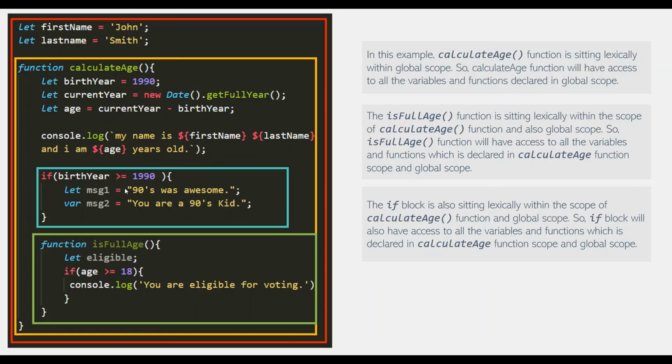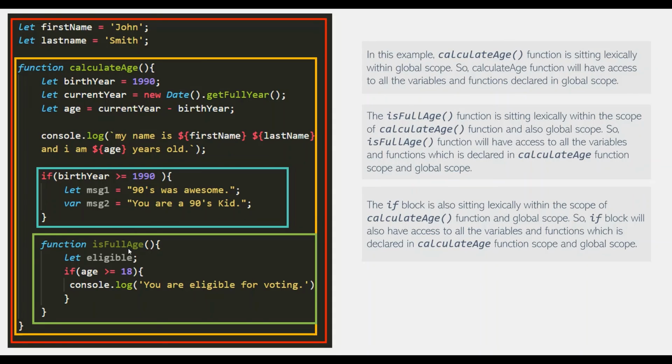And this is called lexical scoping. Lexical scoping is when a variable or a function is sitting lexically within another scope. In that case, it will have access to all the variables and functions of its parent scope. Now, in this example, this if block and this isFullAge function are sitting in the same parent, but they are adjacent scopes of each other. Here a scope is created by the if block, and here the scope is created by the isFullAge function. But these two scopes are adjacent scopes.